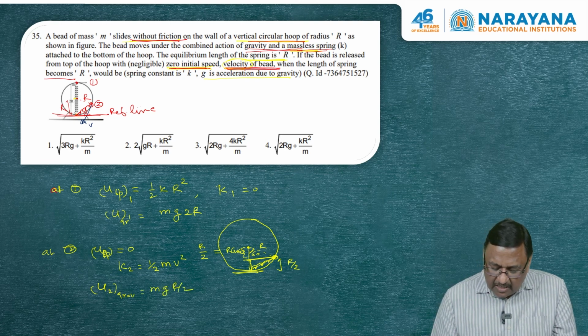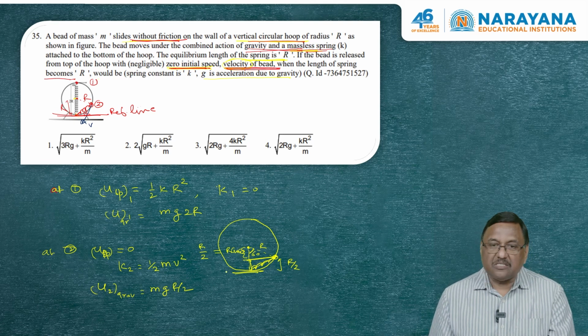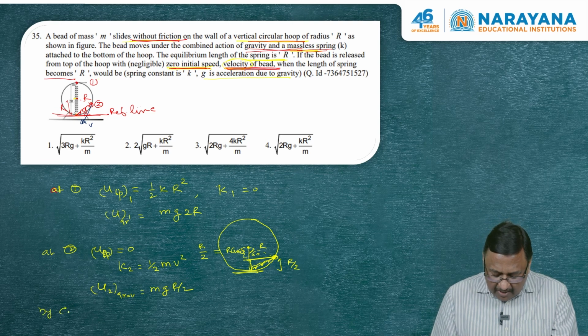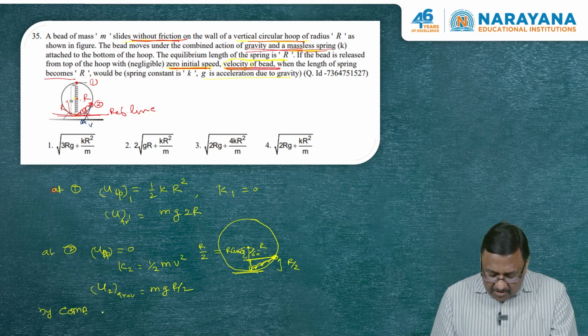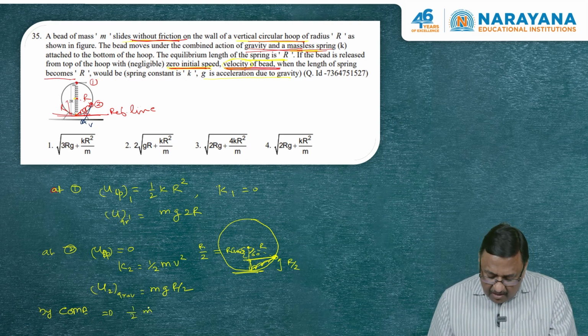As the question is saying, these two energies are going to be equal because there is no loss, the surface is smooth, there is no friction. So by conservation of mechanical energy, I just write the statement directly: half K into r square.